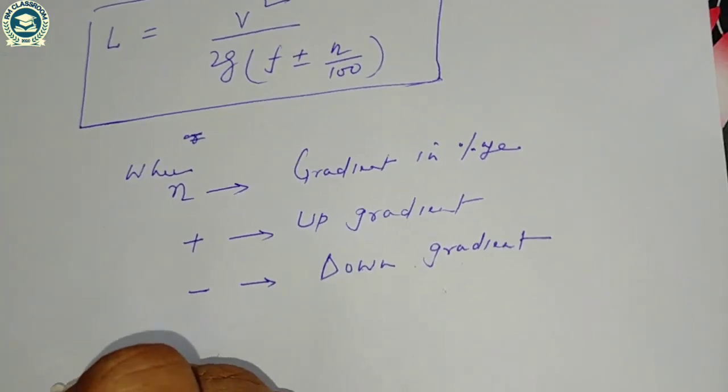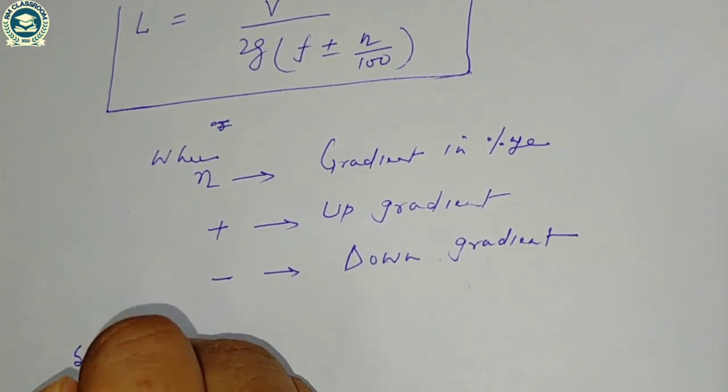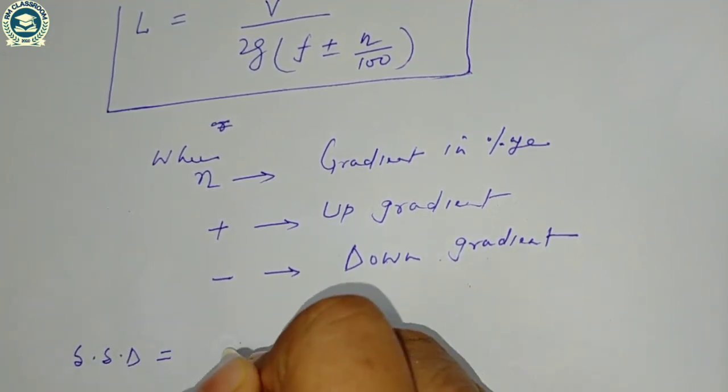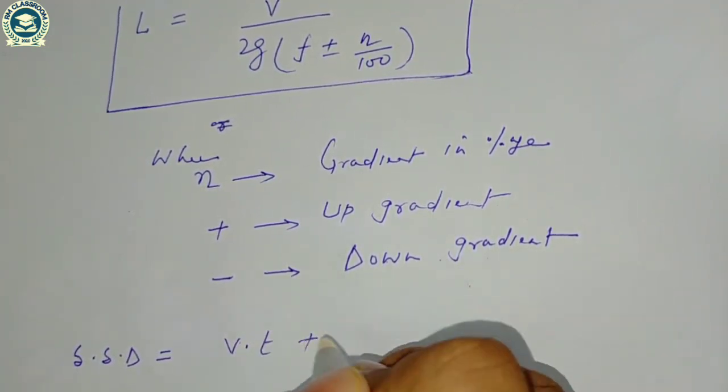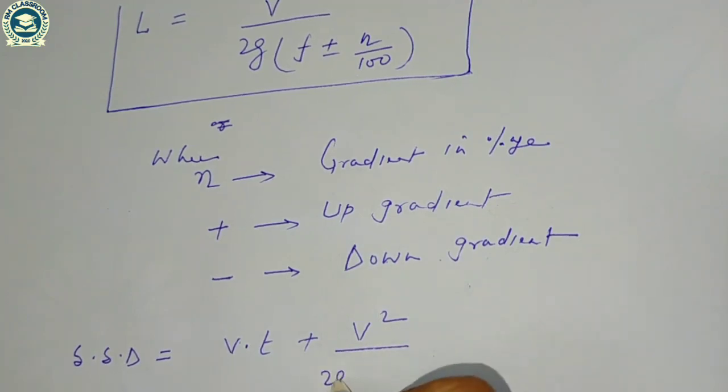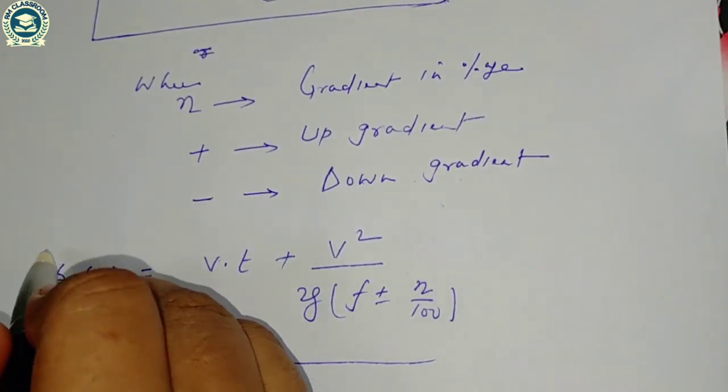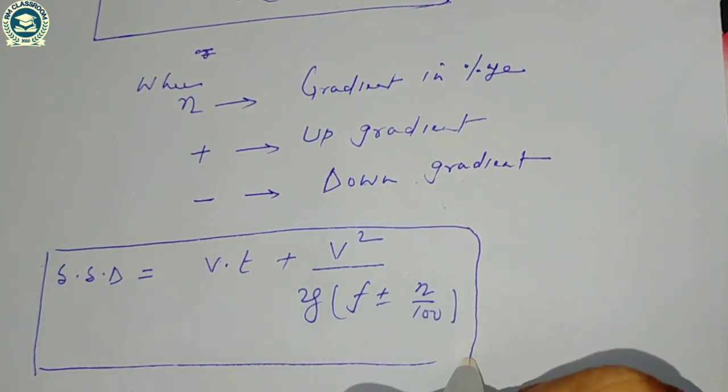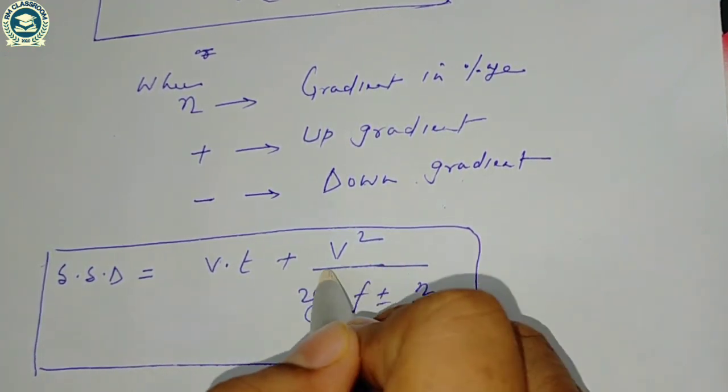So the overall expression of the stopping sight distance is equal to lag distance v into t plus v square by 2g f plus minus n by 100. So this is the final expression of stopping sight distance when the gradients are taken into account.